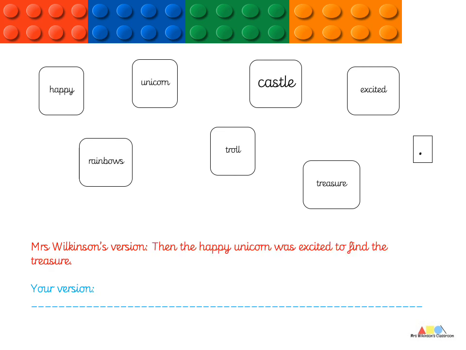Okay, the next one is happy, unicorn, rainbows, troll, castle, treasure and excited. My version is, then the happy unicorn was excited to find the treasure. You'll see that I've used then at the beginning of my sentence on this one. See if you can use some sentence starters to start your sentences, so things like then, next, when. See if you can put in some different ways to start your sentence and not just always start them with the or I or she or he. Try to see if you can make it a little bit more interesting.